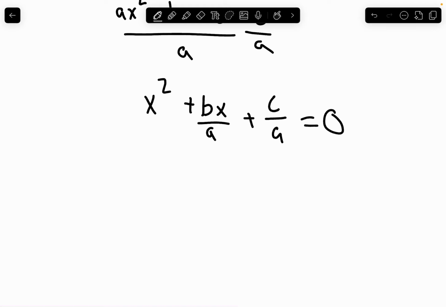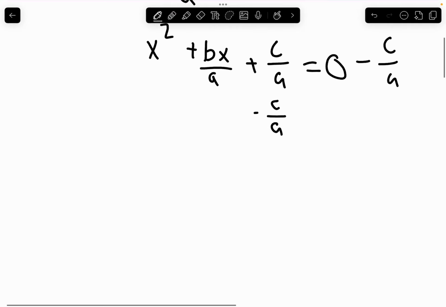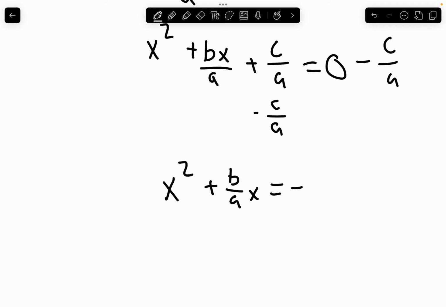And next, we want to subtract c over a from both sides, which gives us x squared plus b over a x is equal to the opposite of c over a.